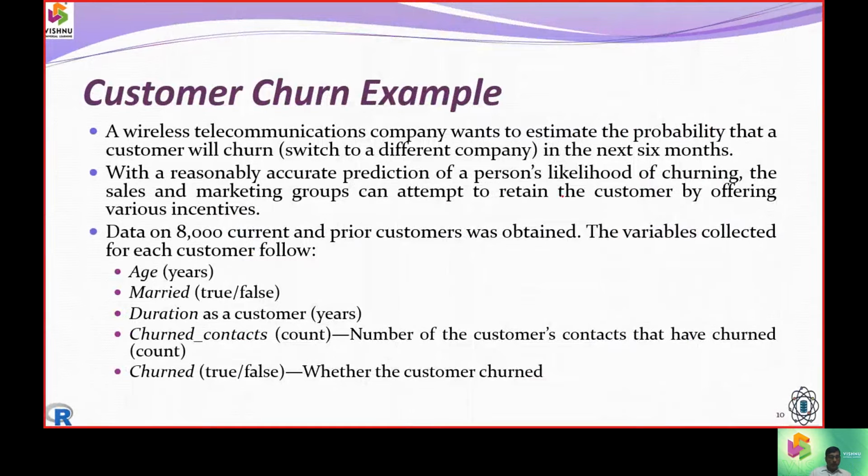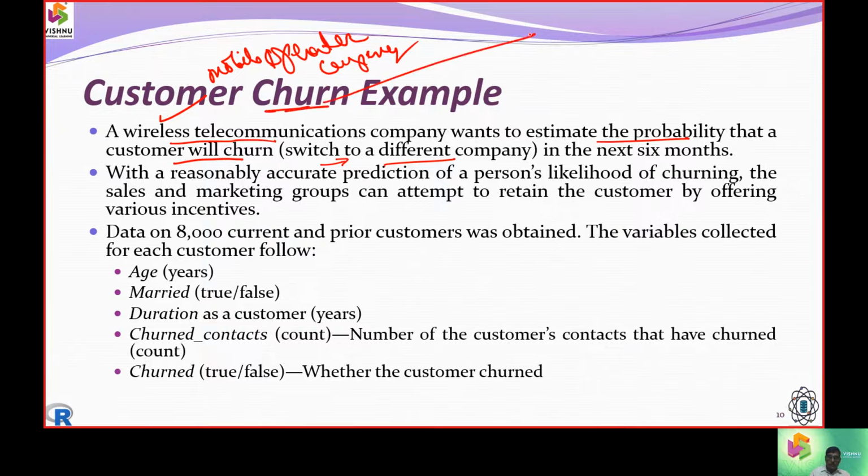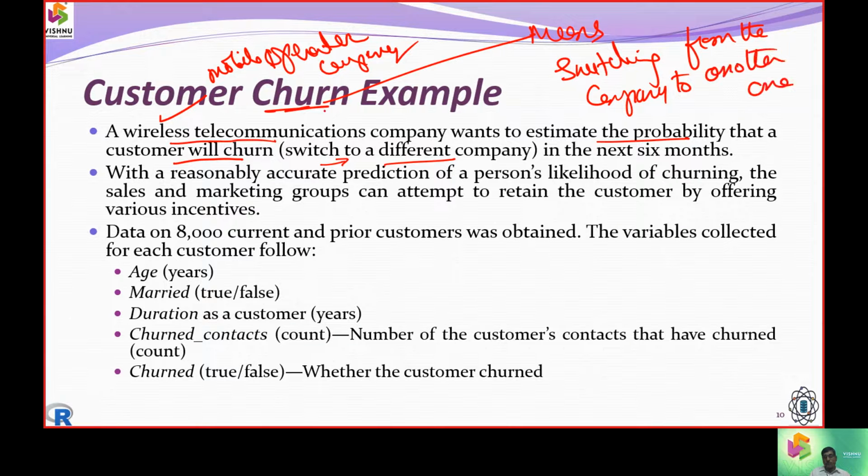Now, let us see a mobile operator company. A wireless telecom company wants to estimate the probability of whether a customer will churn, that is, switch to a different company. So if you are moving from one company to another company, we call it churn. Switching from the company to another one, that is the definition of churning.